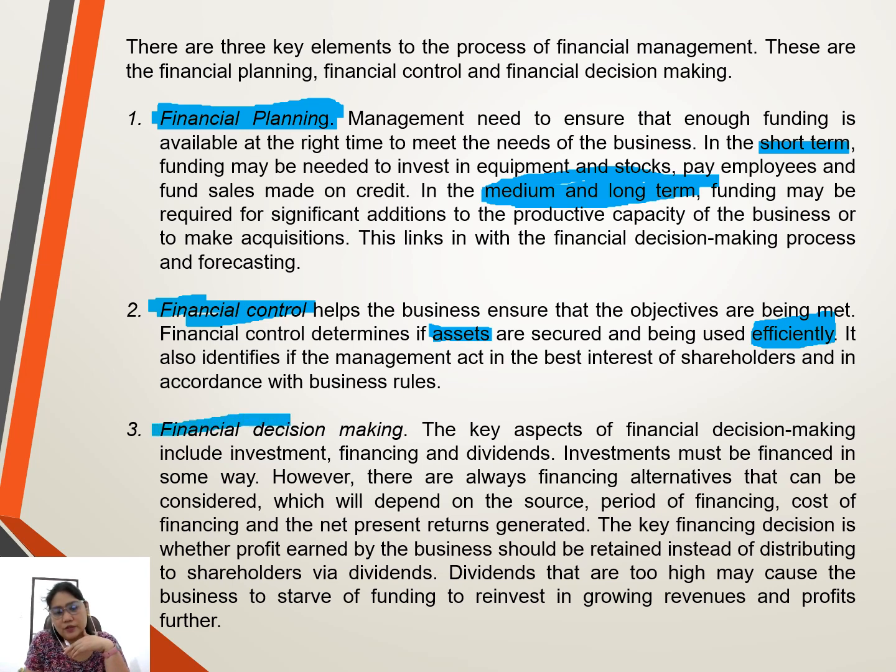Okay, the third one is the financial decision making. Okay, so the key aspects of financial decision making include investment, financing, and dividends. So investments must be financed in some way. However, there are always financing alternatives that can be considered which will depend on the source, period of finance, cost of financing, and net present returns generated.